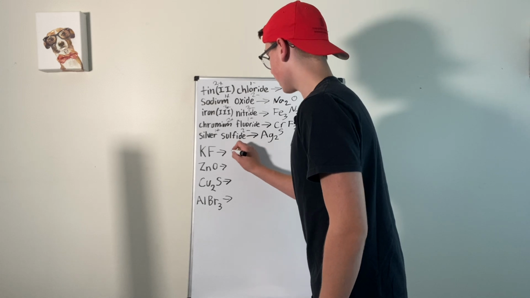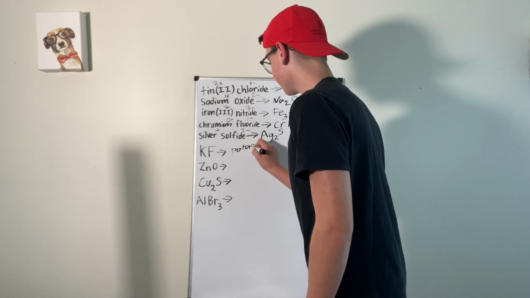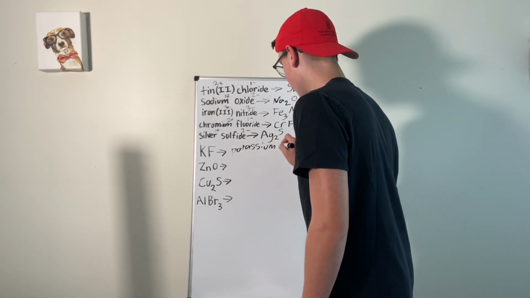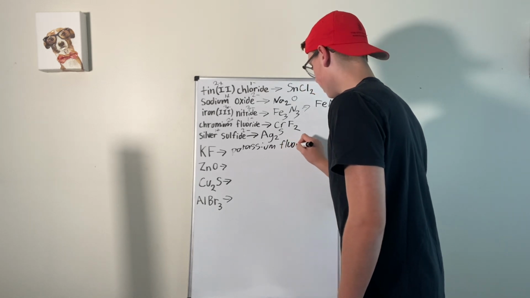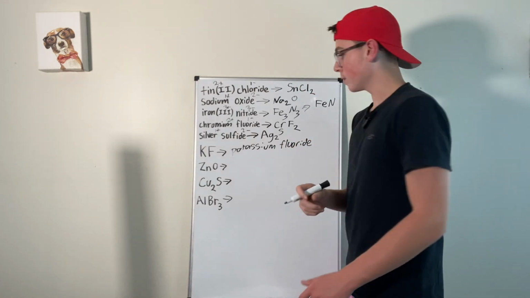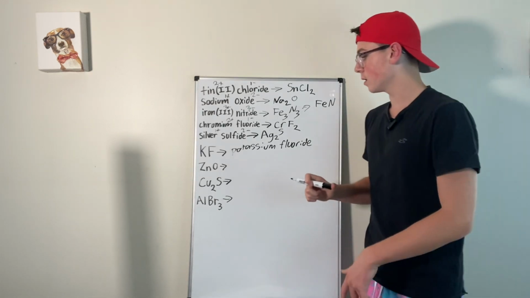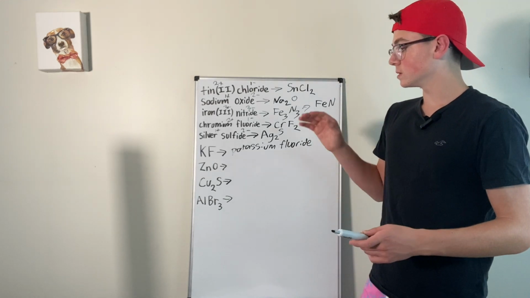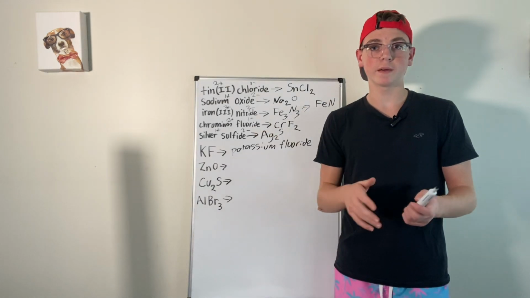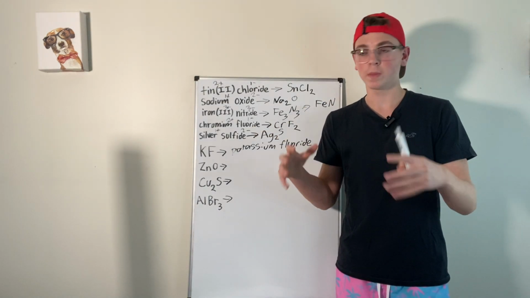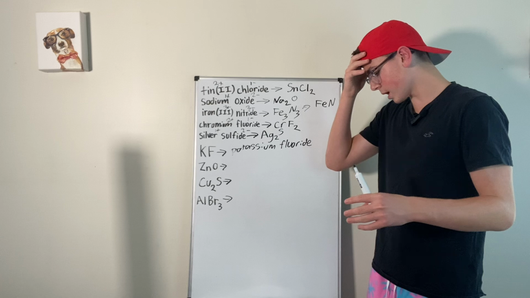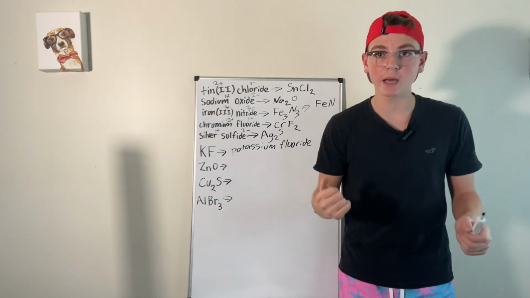So we're just going to say, okay, potassium fluoride, because you're like, okay, F is fluorine, make it ide, fluoride. Then we have zinc oxide. We have ZnO. So we're like, okay, Zn, are you just going to say zinc oxide?